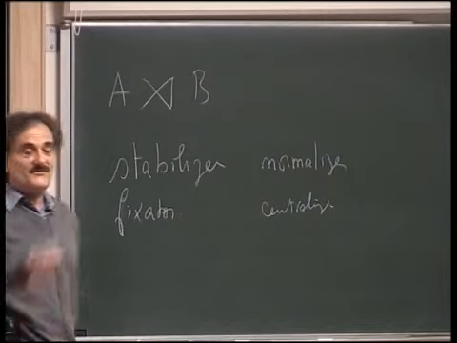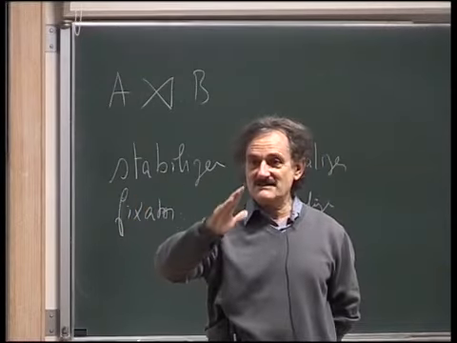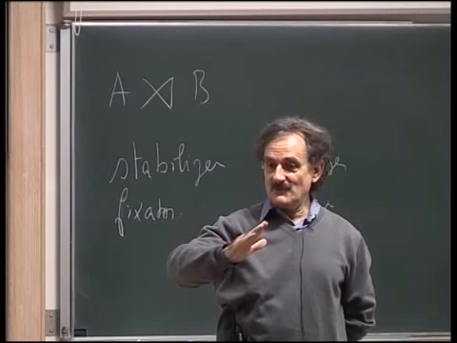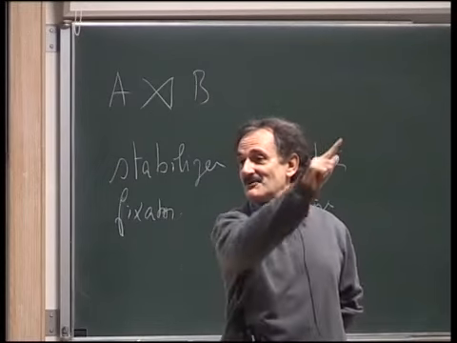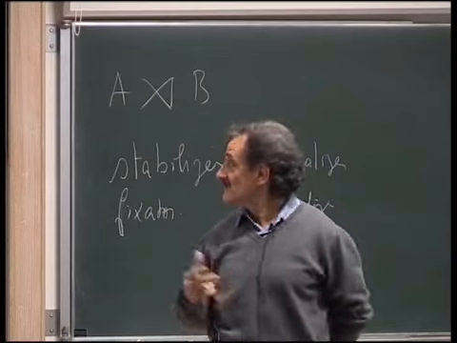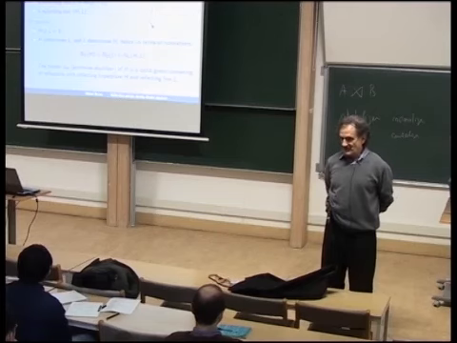So the fixator of a reflecting hyperplane, it's very easy to see, since, as said above, the reflecting hyperplane determines the line L, the fixator of the hyperplane fixes the hyperplane, so acts only on the line, so it consists of reflections, except for one. So the fixator of a hyperplane is a cyclic subgroup consisting of reflections, except one, for a reflecting hyperplane H and reflecting line L. They are the first instance of what are called parabolic subgroups. This is a subgroup of our group, which is a finite reflection group.